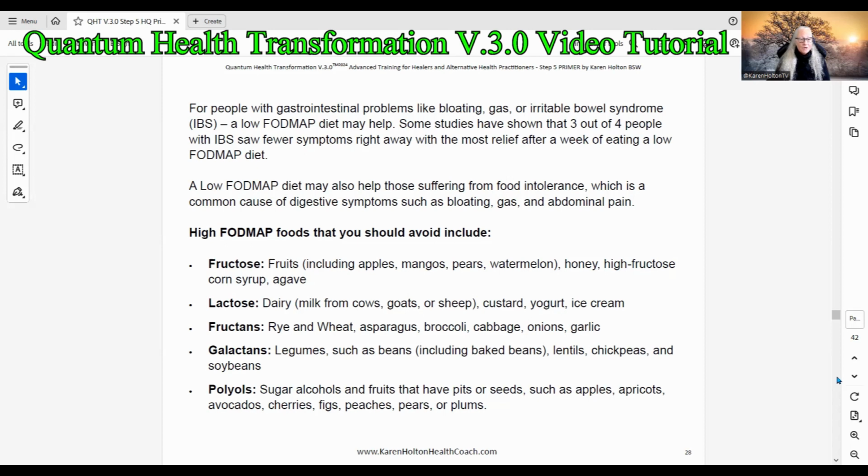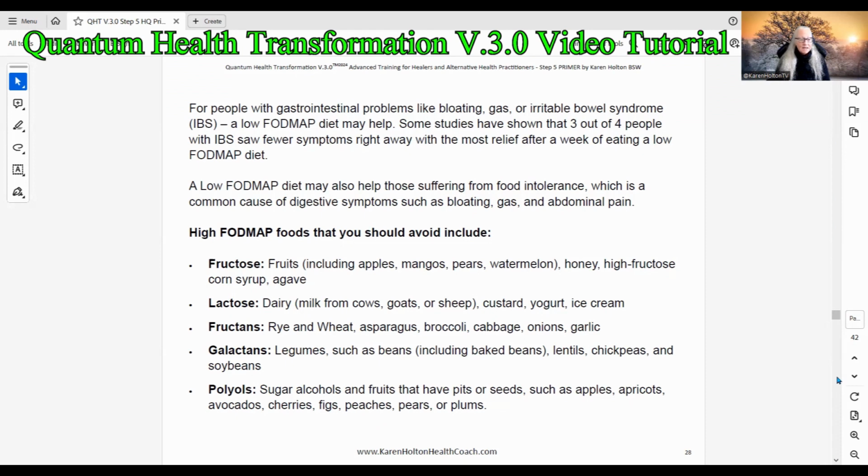High FODMAP foods that you should avoid include fructose: fruits, including apples, mangoes, pears, watermelon, honey, high fructose corn syrup, and agave. Lactose: dairy, milk from cows, goats, or sheep, custard, yogurt, ice cream. Fructans: rye and wheat, asparagus, broccoli, cabbage, onions, and garlic.